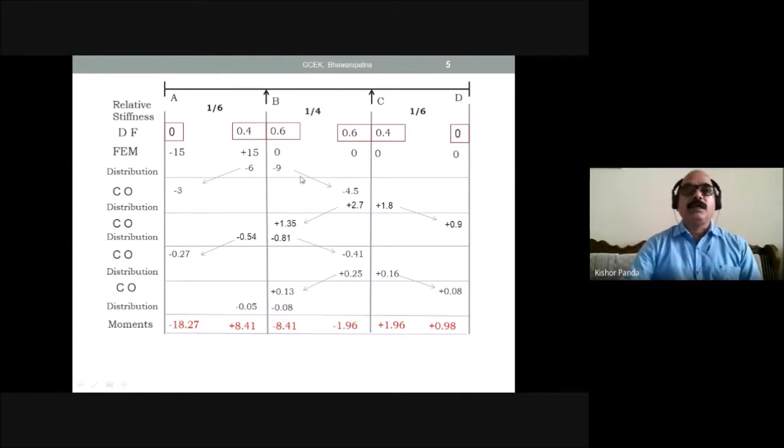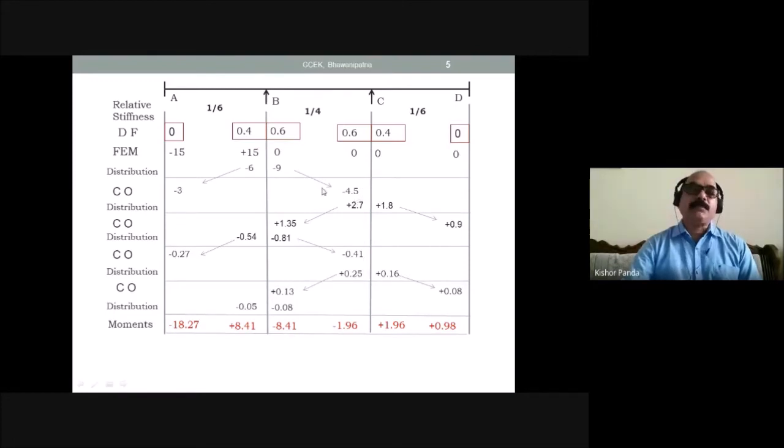Then you have to go for the carryover. So this moment will carry over. Half of this moment will carry over to this end, because this is a fixed end. So always carryover takes place to a fixed end. If there is a simply supported end, then no carryover takes place to it. So here half of the moment is the carryover, that is minus 3, and here also half of the moment will carry over to this end, minus 4.5.